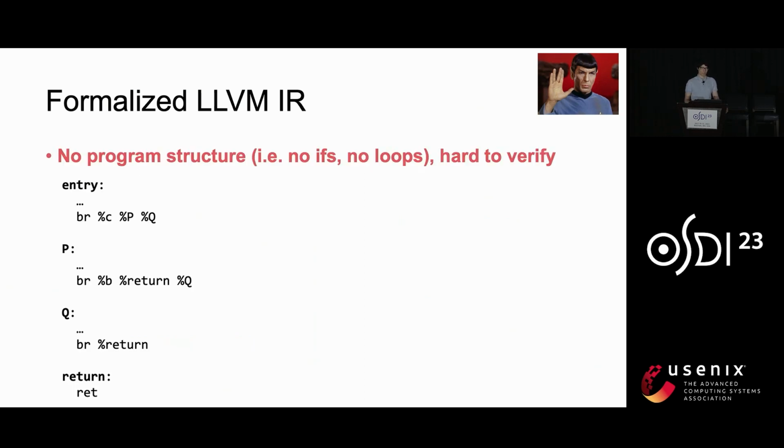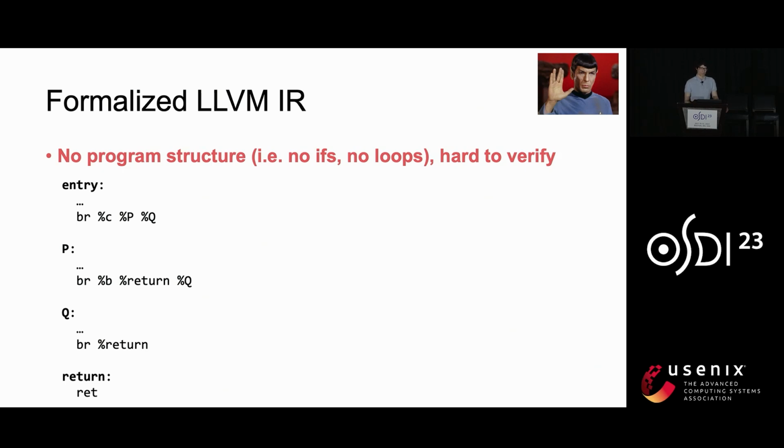However, let's see the example code in LLVM IR. The code is organized as basic blocks with jumps, without any proof structures. There are 4 blocks in the example: the entry, P, Q, and the return. For instance, the entry block eventually jumps to P or Q based on the condition C, and the P block jumps to return or Q, and so on. The lack of explicit program structure such as if statements and loops makes verification very hard.